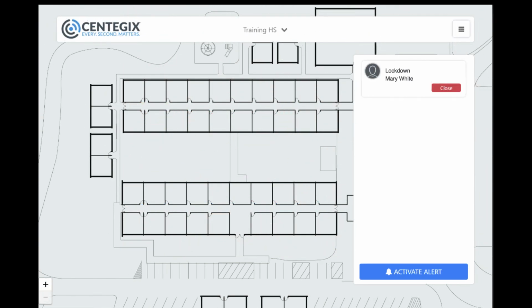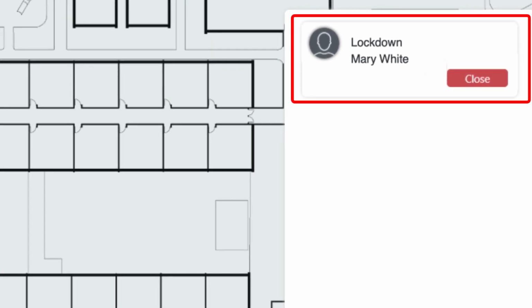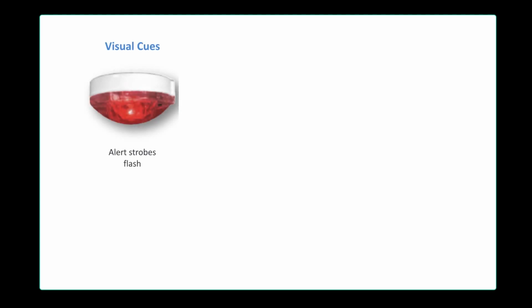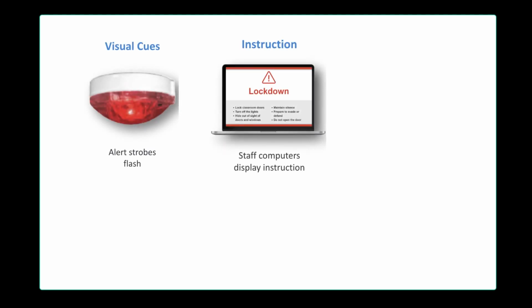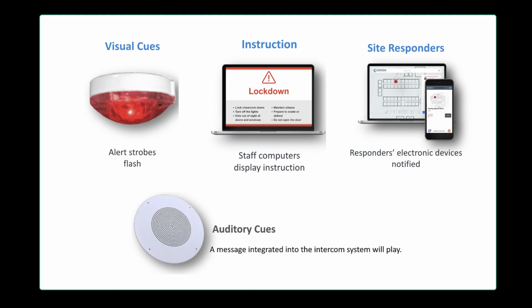After the alert has successfully been activated, you will see it show in the Alerts panel on the right side of your screen, and the following actions will occur at the site you activated the alert for. Strobes will flash and chirp site-wide. A desktop takeover message will appear on all staff computers. Designated responders will receive the alert on their desktop and mobile apps. If you have intercom integration, a pre-recorded intercom announcement will play site-wide.